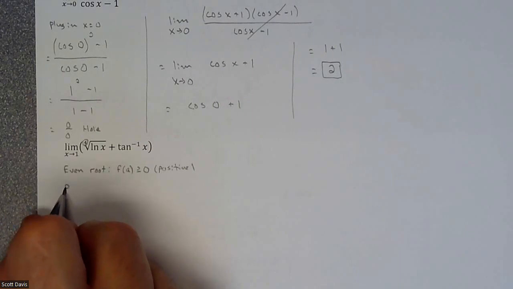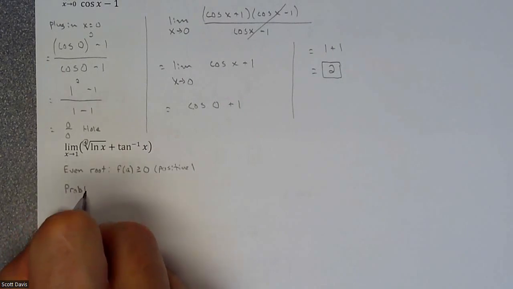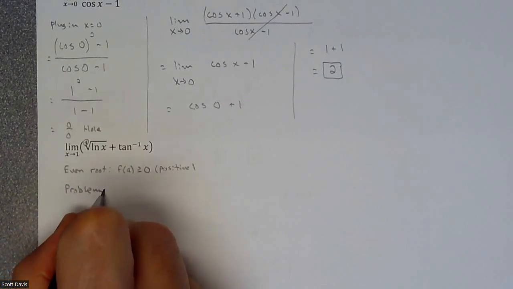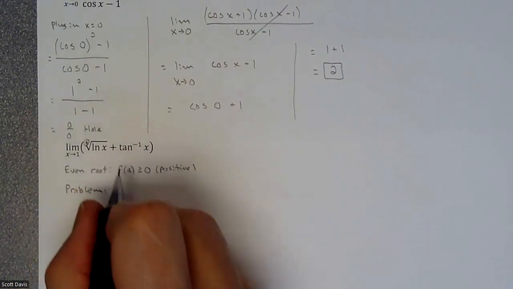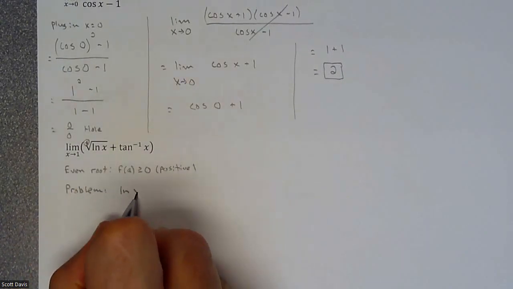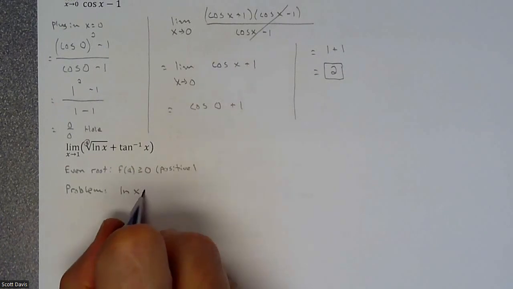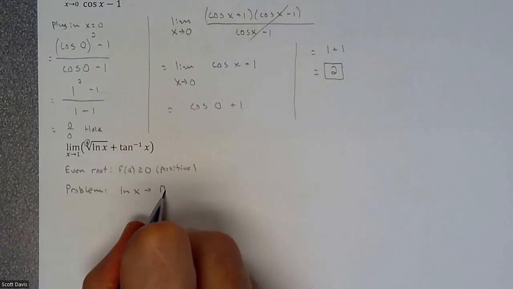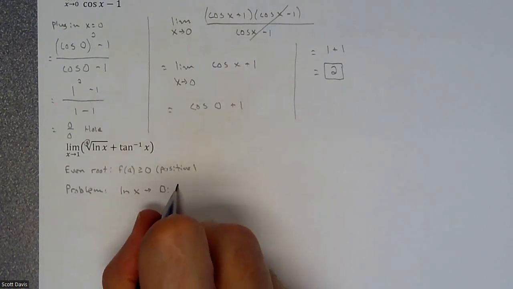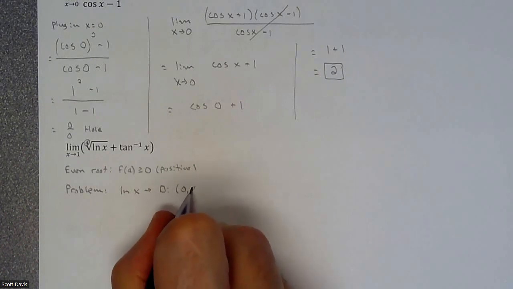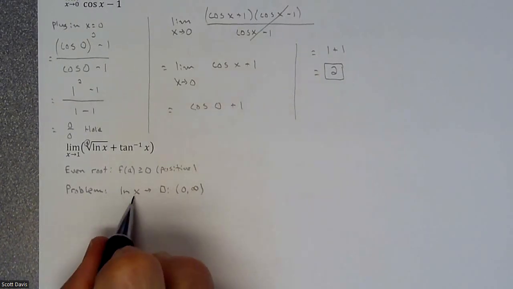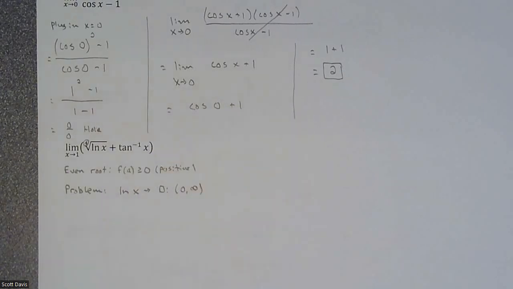So here's our problem. A lot of little layers to it. So let's start on the inside. The natural log of x, its domain is from 0 to infinity. You can't log a negative, and you can't log 0. So 0 to infinity, right?